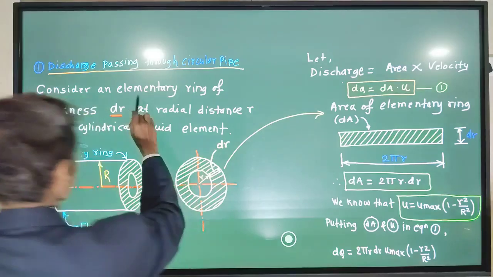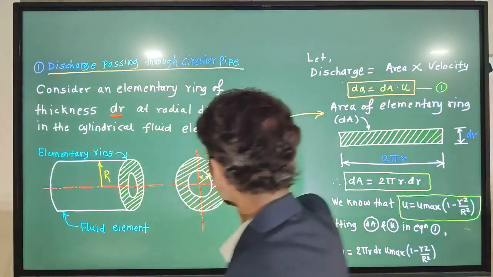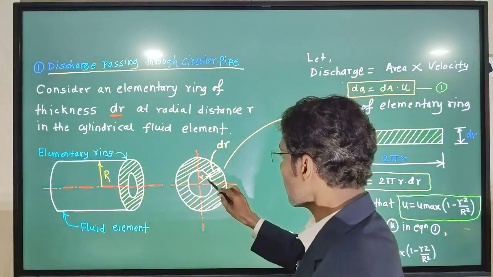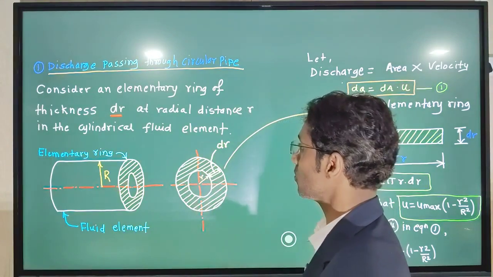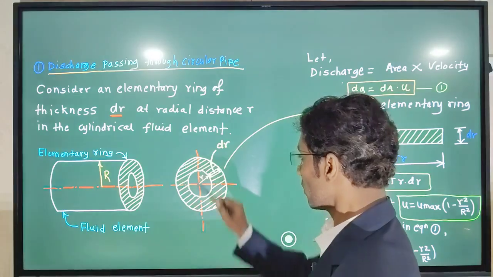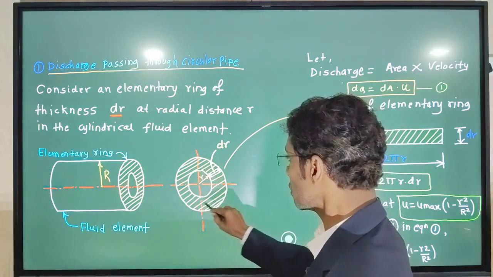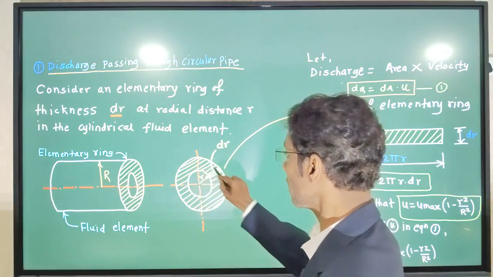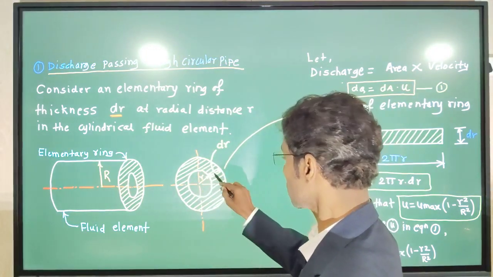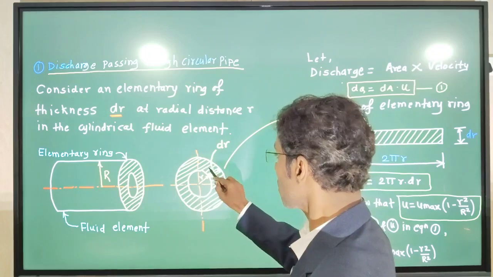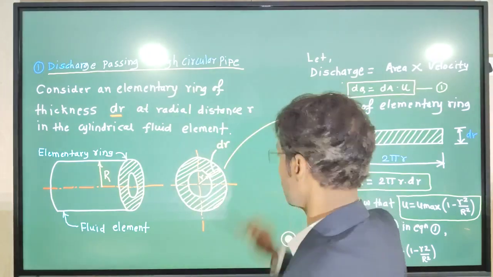Here this is an elementary ring at radial distance small r with thickness dr. Now we will consider the discharge passing through this shaded portion. That is a small discharge, so we denote it with the notation dq.